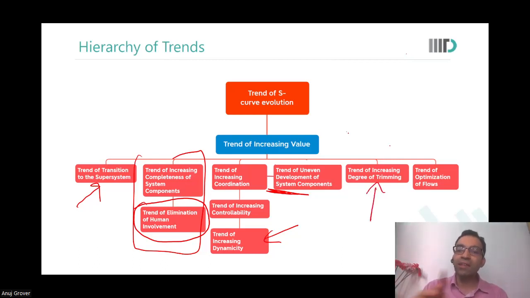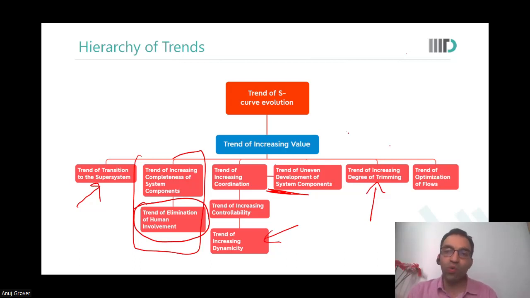Trend of increasing degree of trimming. What do you think this would mean? This is simple. Trimming. So what would this mean? So we are trying to remove the harmful functions and also reduce cost. Lavanya? So I was thinking like going more towards the radical trimming side of things, like if we can implement those techniques there. So both would happen.